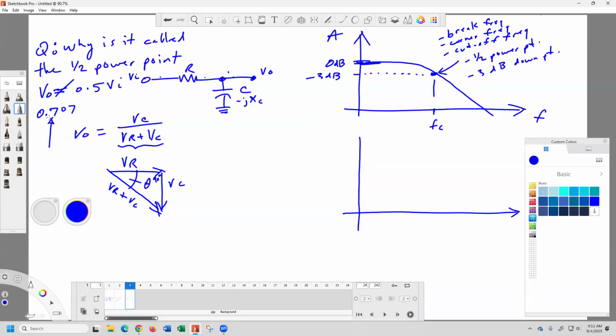Would it be fair to say that I know this angle is 45 degrees because I know VR and VC are equal? Remember I said it's the half power point. Half the voltage is across here, and half the voltage is across here. So VR equals VC. Remember from geometry, you draw a right triangle. If the sides of the triangle are equal, the angle is 45 degrees. All the angles add up to 180. So you've got 90 plus 45 plus 45. So angle theta is 45 degrees.